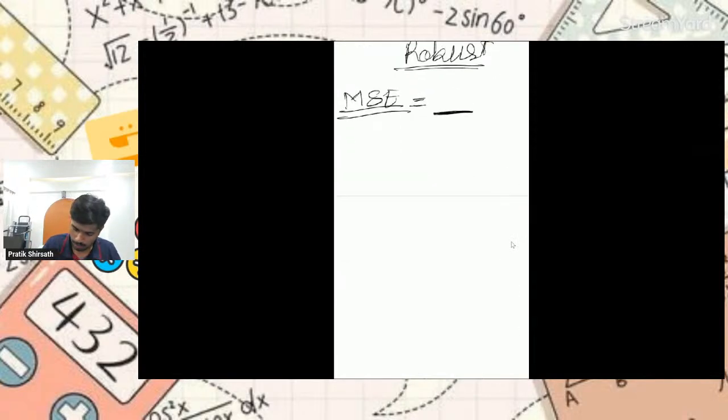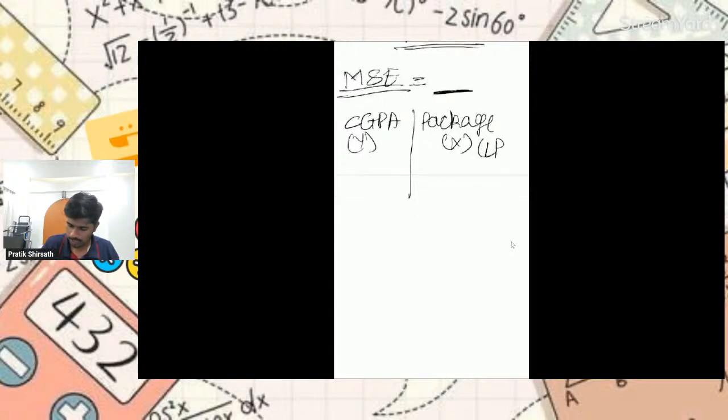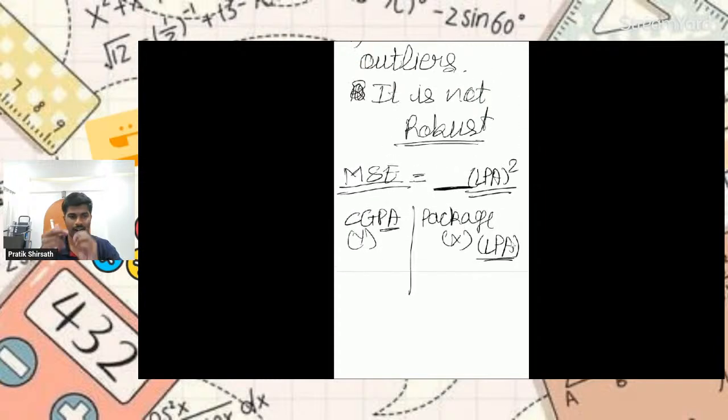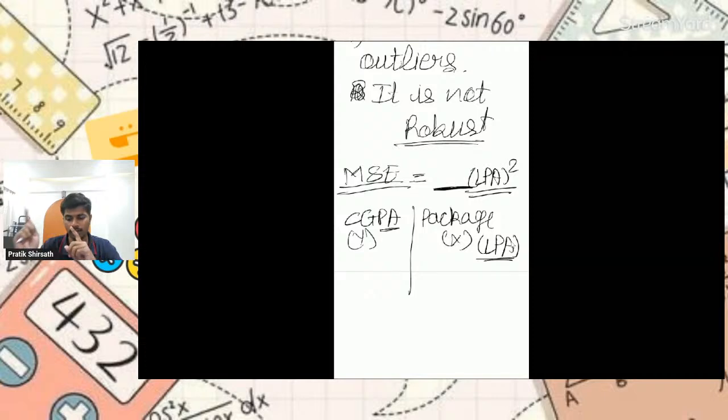For example, if I have CGPA as my y-axis and package as my x-axis, which is in LPA, its unit is LPA. So when my output comes, it doesn't show the exact LPA, it will show my LPA squared. So again and again I have to convert it. Do this, do that. At such times it is hard. It does not have the same units. The same units were present in the mean absolute error. So it is very important to know this point also.